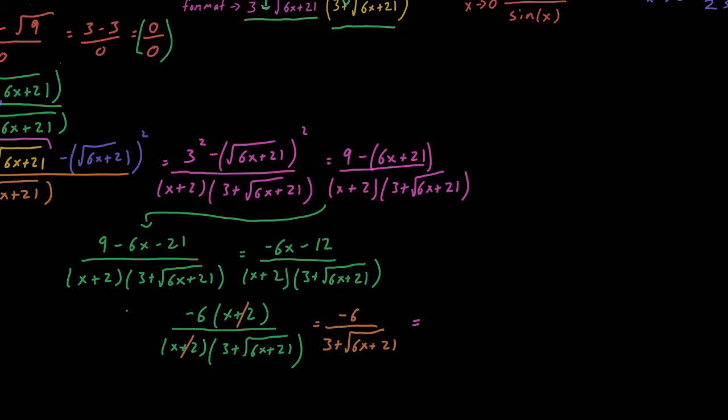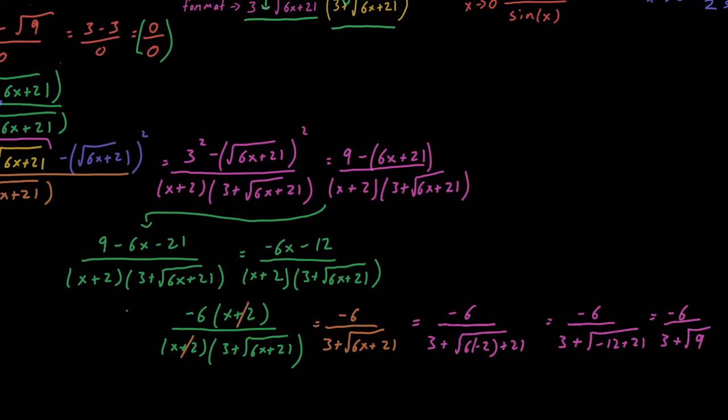Now if we substitute for x again, it would become negative 6 divided by 3 plus under root 6 into negative 2 plus 21, which is negative 6 divided by 3 plus under root negative 12 plus 21, which is negative 6 divided by 3 plus under root 9, which is minus 6 divided by 3 plus 3, and it is the same as negative 6 over 9, which is minus 2 divided by 3. So this is your answer.